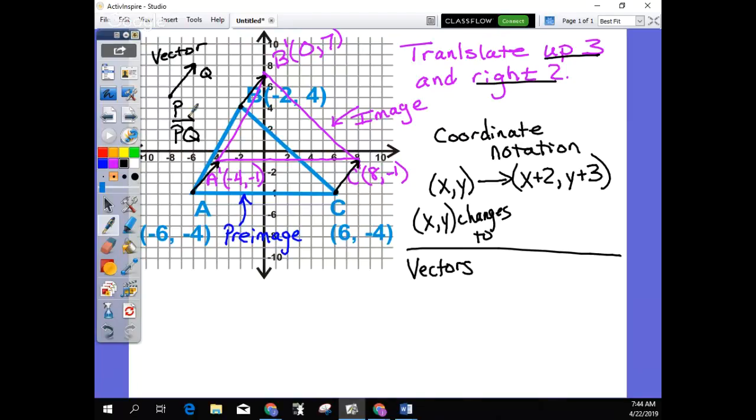Now, the other way we can describe vectors is its component form. Okay, so vectors have a picture. It looks like this. A name, PQ, with a little arrow above it. And they also have what we call component form.